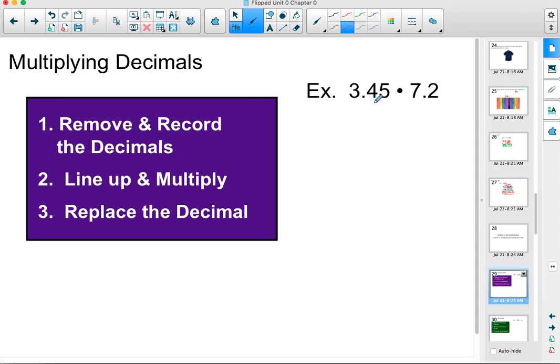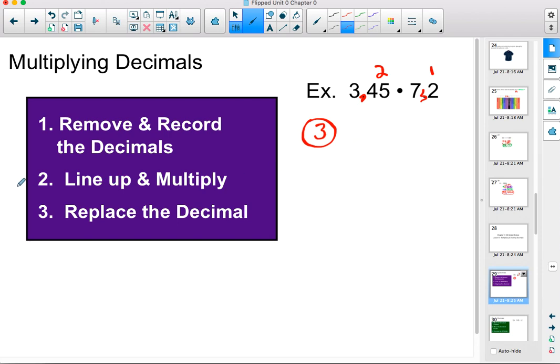But before we do that, we are going to record how many place values are after our decimal points in each number. After the decimal, I have 2 digits in the first number. I have 1 digit in the second number. 2 plus 1 is 3. So I'm going to record that here in a circle. And then I'm going to remove those decimals from the numbers. I'm going to act like they're not even there.